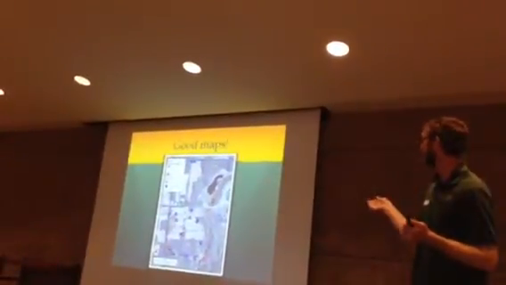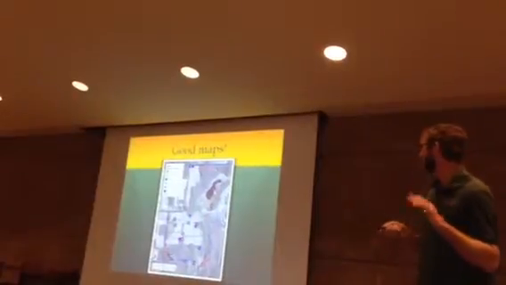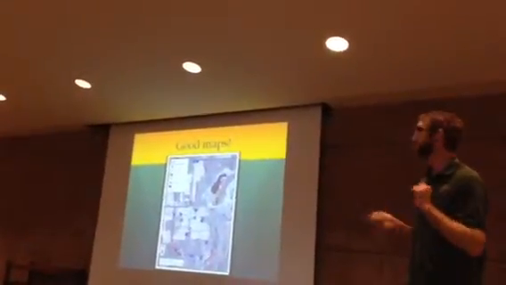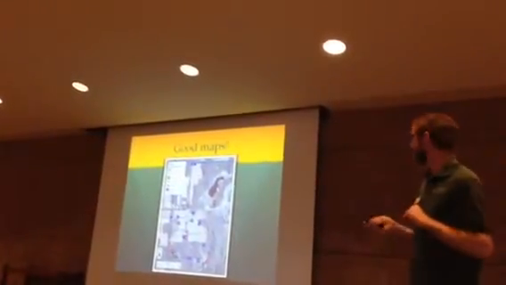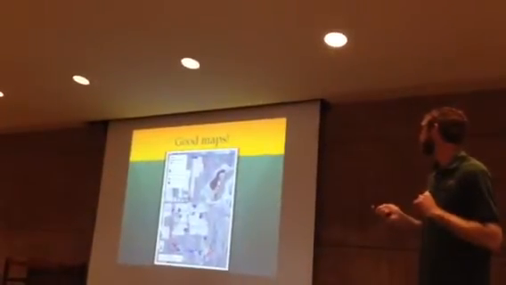It had all the information on it. It had the north arrow, the scale, everything made pretty good sense to me. So that was one of our good map examples.